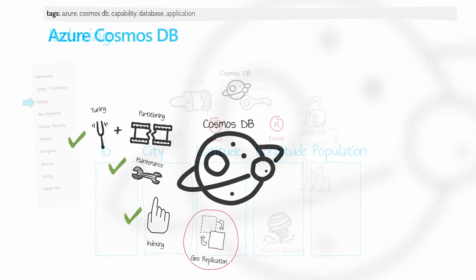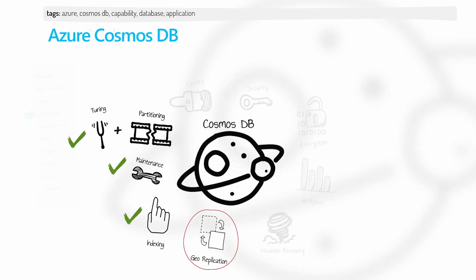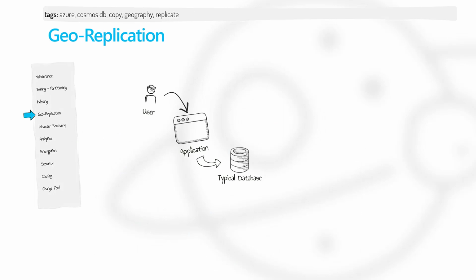Let's now talk about geo-replication. In the case of a typical database that is accessed by users with an application, the data is replicated or copied to a secondary read-only database. This is done to switch to the secondary if the primary goes down. The process of creating and maintaining the second database is manual. For Azure Cosmos DB, the creation and replication to the secondary database is built into the Cosmos DB database. The term geo is used because the secondary database is in a different geographic location.